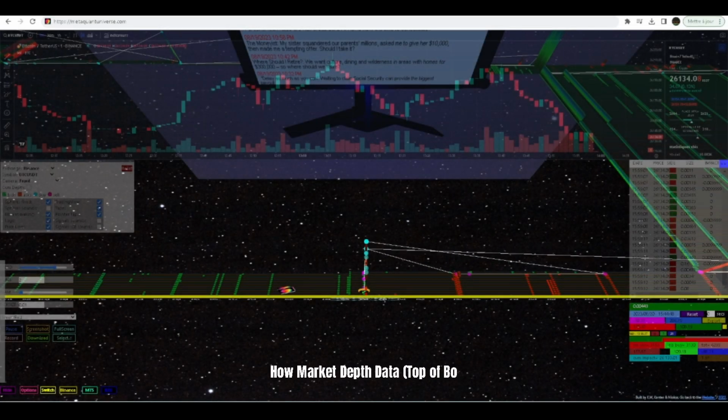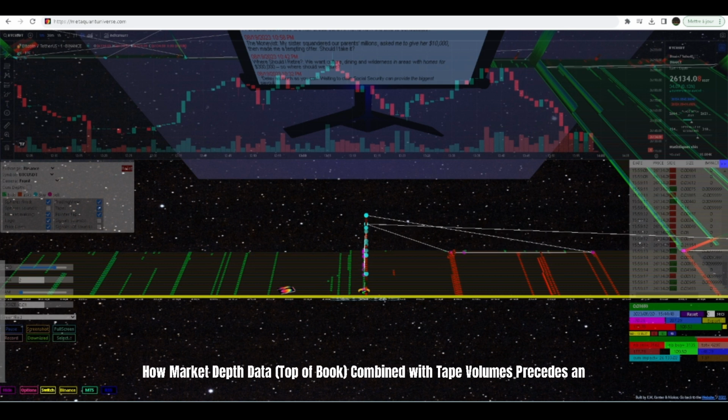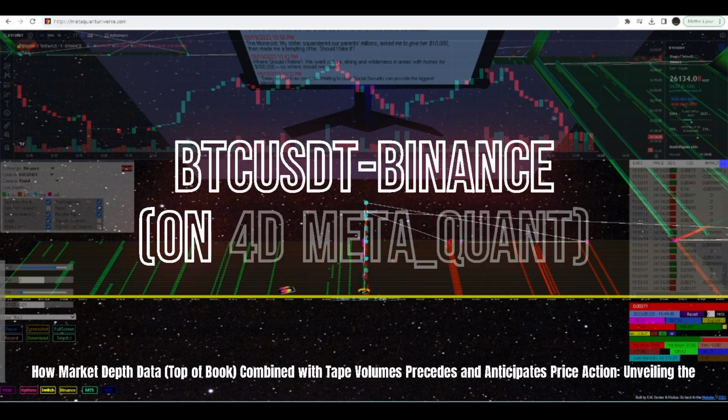Unveiling the power of market depth, the top of book's influence on price movements.